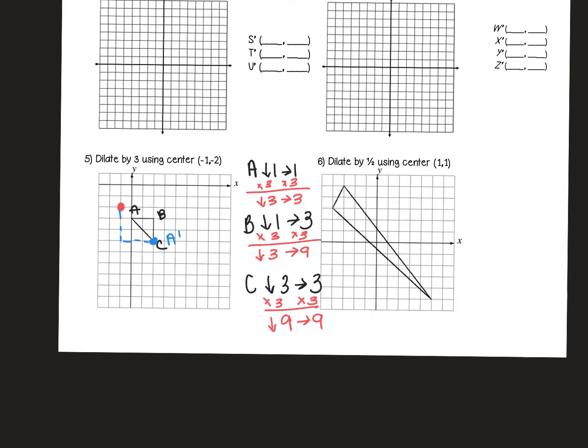For point B, I'm going down 3, right 9. So 1, 2, 3, 1, 2, 3, 4, 5, 6, 7, 8, 9. Here's where point B prime ends up. And then lastly, again, I'm going back to the center. I'm going down 9. So 1, 2, 3, 4, 5, 6, 7, 8, 9. And I'm going right 9. Here's C prime. And so my new shape ends up right here.